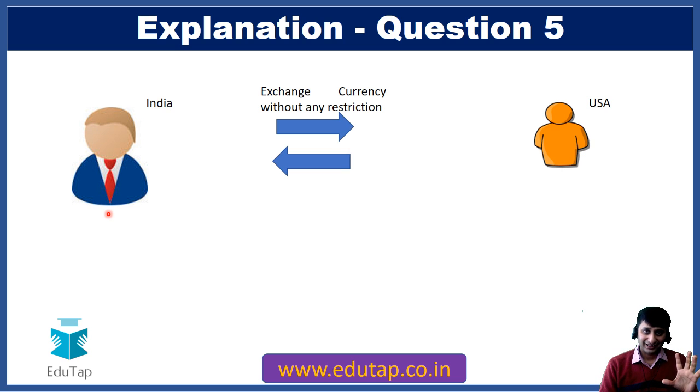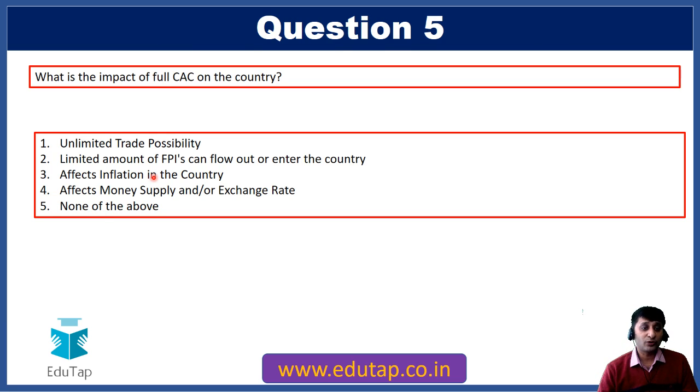So, capital account convertibility when it is full leads to more number of transactions without any restriction, which affects the money supply and which can affect the exchange rate also. Yes, it can impact inflation also, but the fourth option is a more broad based option which includes all other options. Therefore, the answer is option number 4.